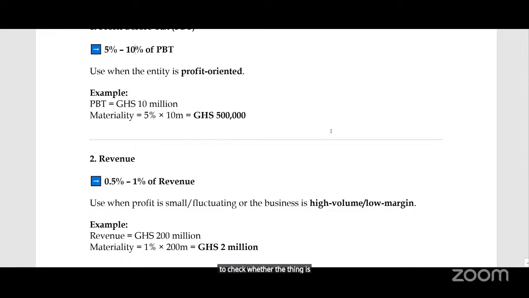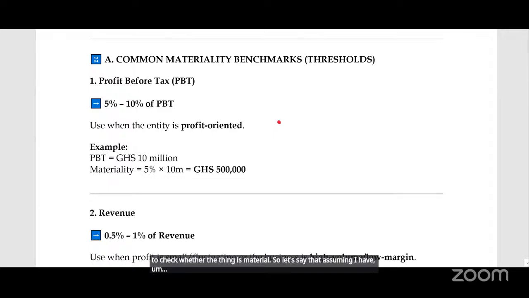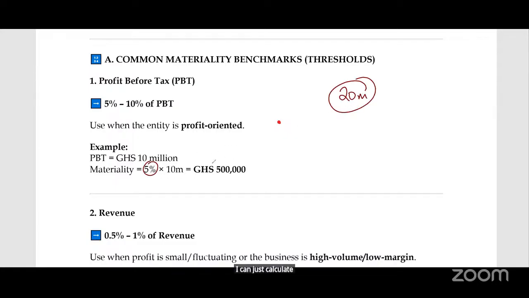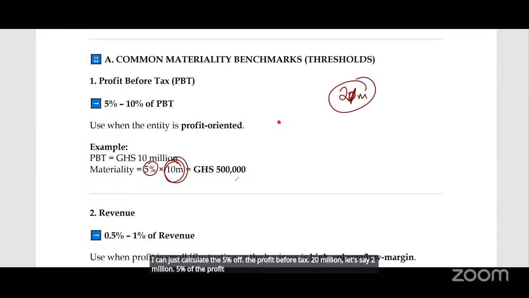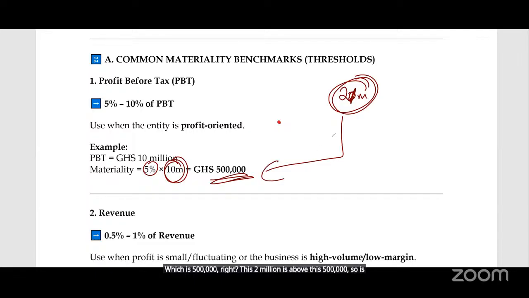So let's say that assuming I have something worth 20 million, right? I can just calculate the 5% of the profit before tax. 20 million, let's say 2 million. 5% of the profit before tax, which is 500,000, right? This 2 million is above this 500,000. So is it material or it's not material?